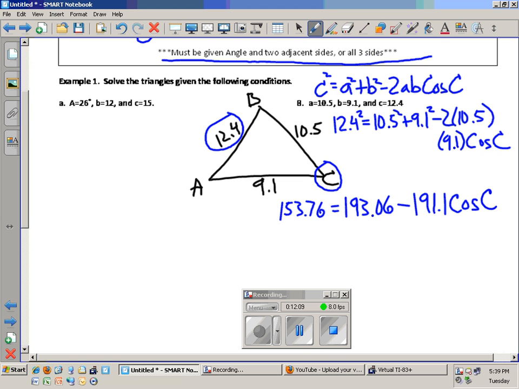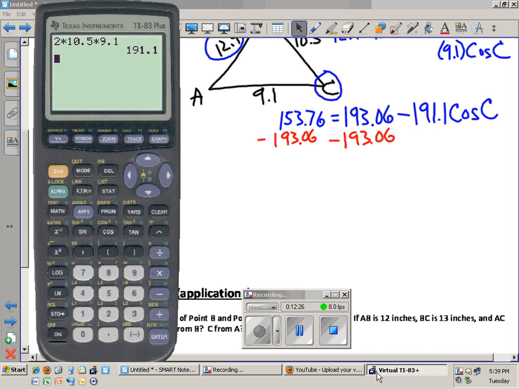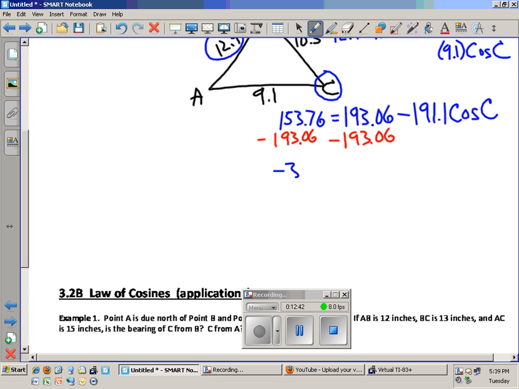cosine of C. How are we going to solve this? Well, in order to solve this, we have to subtract 193.06 from both sides. We get 153.76 minus 193.06. We get negative 39.3. Negative 39.3 is equal to negative 191.1 cosine of C.